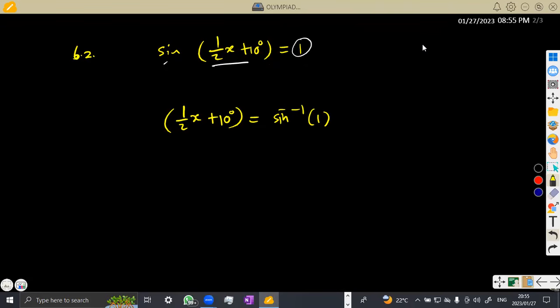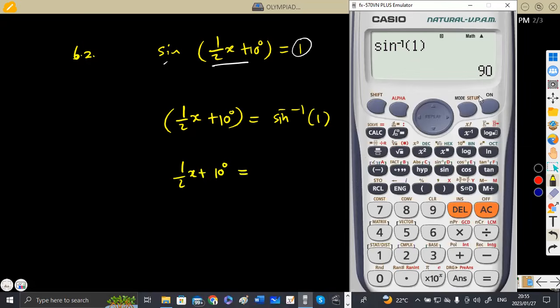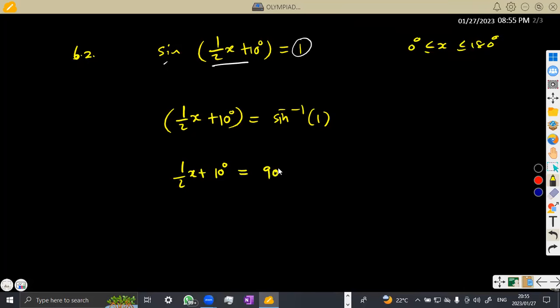Okay, so which means from this part here, we can tell that the angle that is between the region that our x was given, remember our x was given that it must be greater than or equal to 0, but less than or equal to 180 degrees. So from 0 to 180, the angle that is going to give us a 1 is 90 degrees, which is the one that we got. So we're going to have half of x plus 10 degrees is equivalent to arc sine of 1, which was 90 degrees.